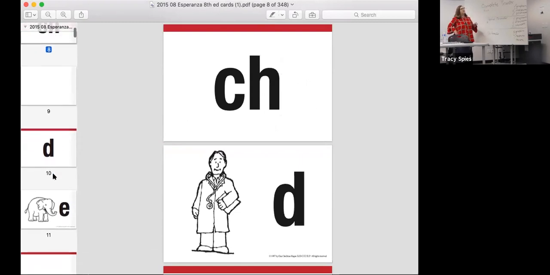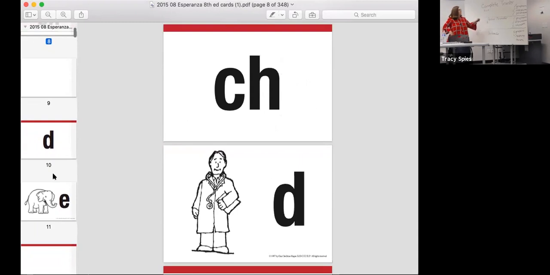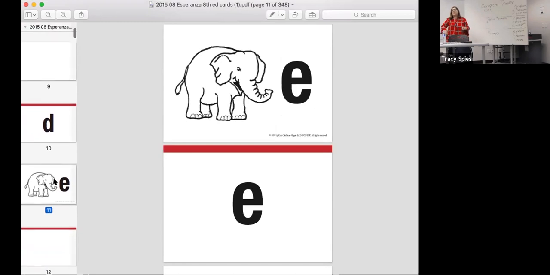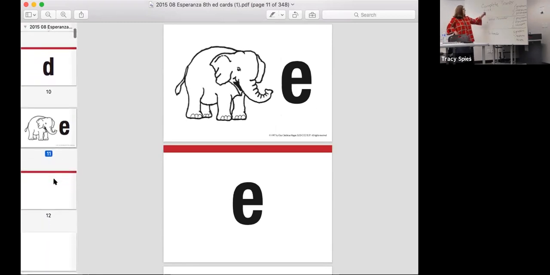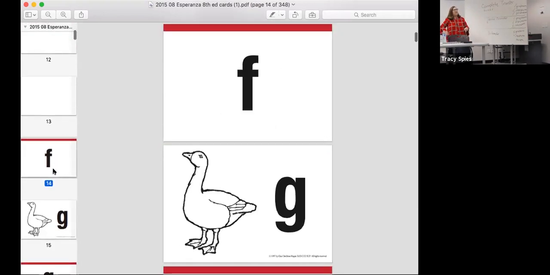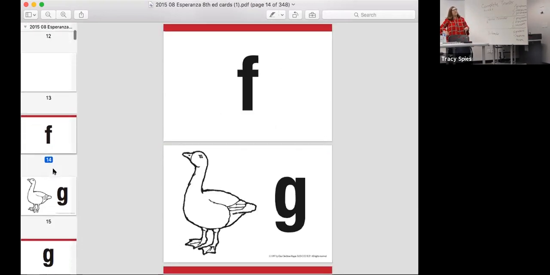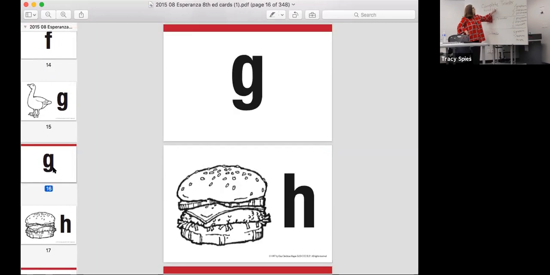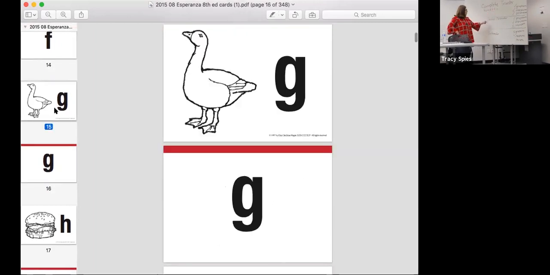De, doctor, d. D, doctor, d. That works. E, elefante, e. E, elephant, e. That's pretty close. Short e. Very close. F, fuego. F, fire. That works. He, ganso, G, goose. The H is partial because in Spanish it's silent.